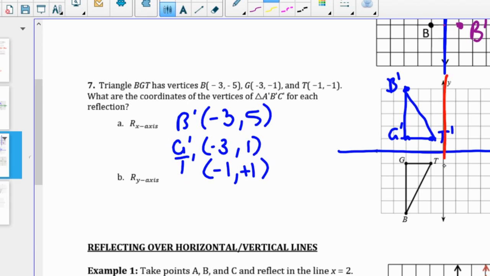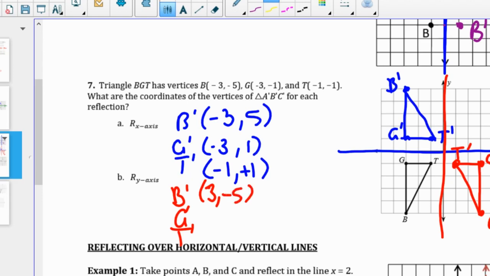We can also then reflect the original over the y-axis. Again, notice these points have to be the same distance away. So T was 1 unit away, G was 3 units away. Now we're on those same distances on the other side. And then B was 3 units away, so B prime also. So again, when we look at these, this time for B prime, G prime, and T prime, we are changing the x values. We would be at (3, -5) for B. G is at (3, -1). And then T, we went to the right 1 and down 1 on that one.